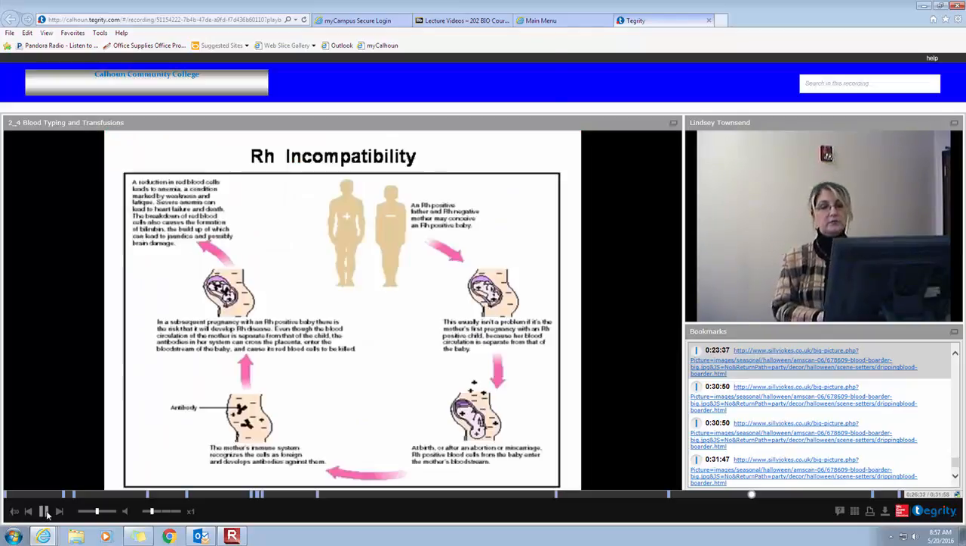Now, one of the most common ways for this to happen is Rh incompatibility with an Rh negative mother and an Rh positive father.